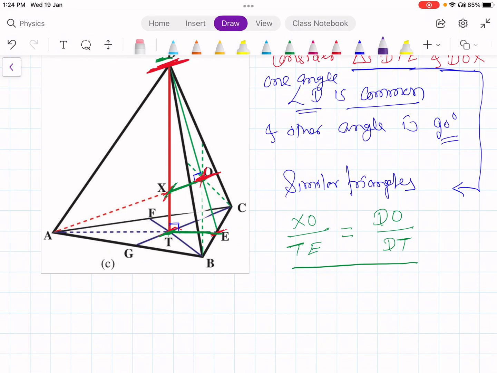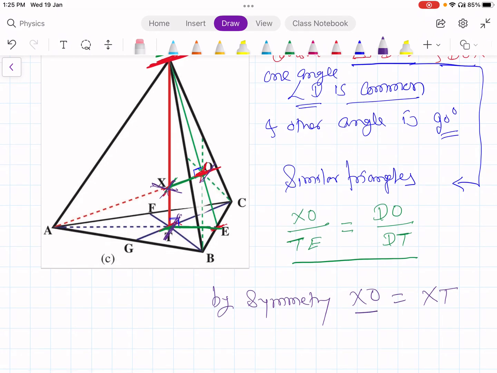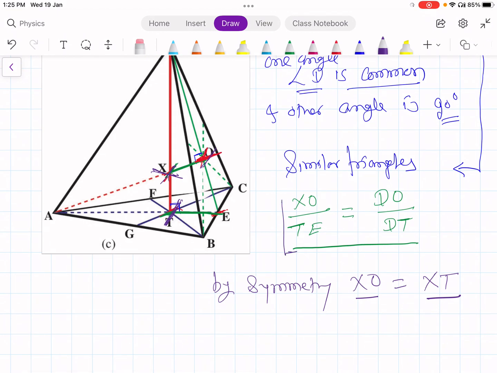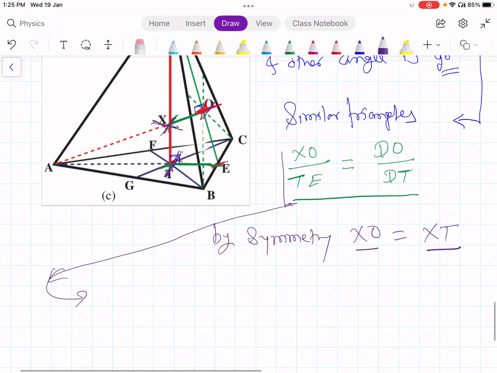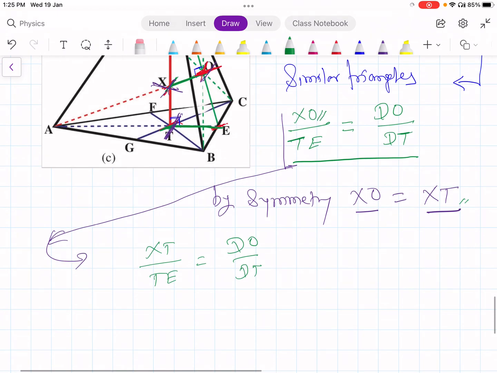But when you look at this diagram carefully, you can see that by symmetry, this XO is equal to XT. At point X, two heights are intersecting, and that is the point where there is a center of cation. At point X, there is a center of cation. That is the centroid. So XO equals XT. Then we can modify this equation by replacing XO with XT, and so XT by TE equals DO by DT.